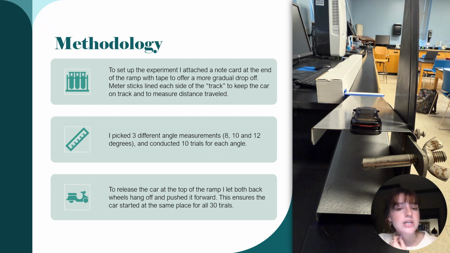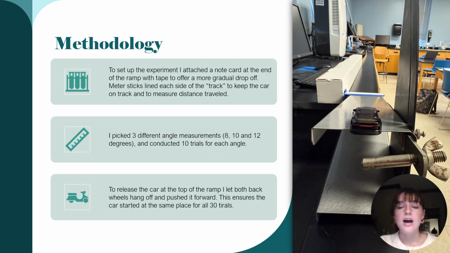So here's my methodology. To set up the experiment, in this picture to the right, you can see the ramp I used, and there's a protractor attached to it to help you measure the angle that the ramp is sitting at. And at the end of the ramp, unfortunately, it didn't go flush with the counter it was sitting on. So I attached a note card to the edge with tape, so it would hopefully provide a more gradual drop off. And this would also keep the car on the track that I created for it.